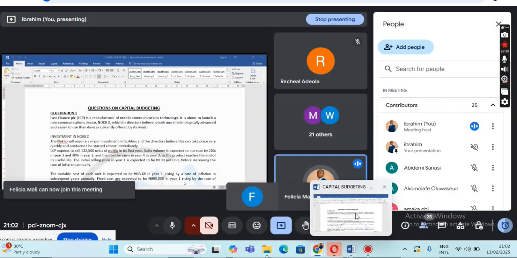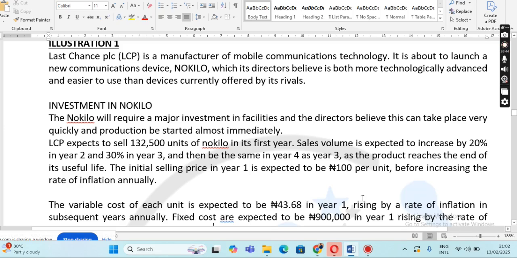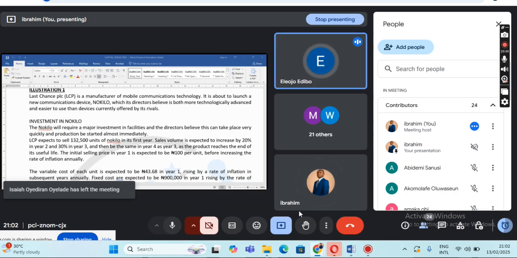Please confirm if you can see my screen. Can you see my screen? Yes, we can see the screen. Okay, that's fine.